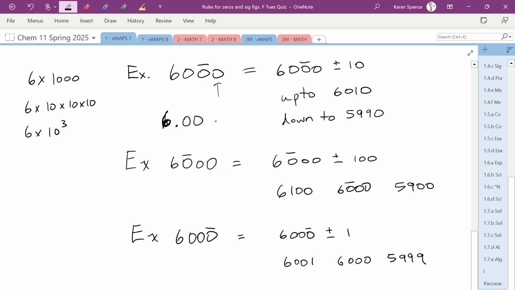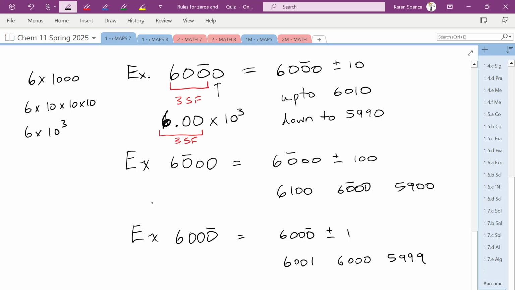So this one here would be 6.00 times 10 to the 3. At this point, I would not put an overbar over that last 0 because the decimal says it's a sig fig. I don't need to indicate that it's a sig fig. And I don't have a fourth or a third 0, so I know that I have 3 sig figs. So this here, 3 sig figs.